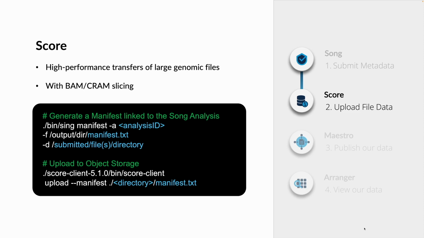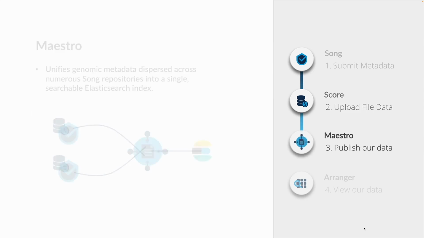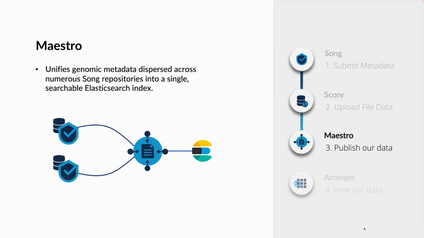Our next step then is to publish this data and index it so that it's ready for search. Now, by default, all Song analyses that are created are in an unpublished state. So the first step is to use Song in order to update that data into a published state, which then allows it to be indexed by Maestro. To index an analysis that is published in Maestro, it's a simple post command. And then once indexed, we have one Elasticsearch index that can then be consumed by Arranger.